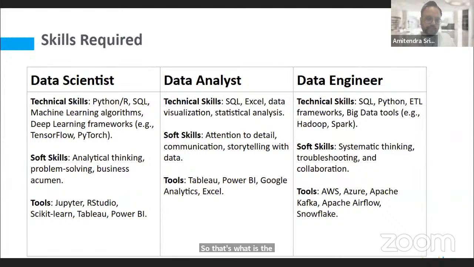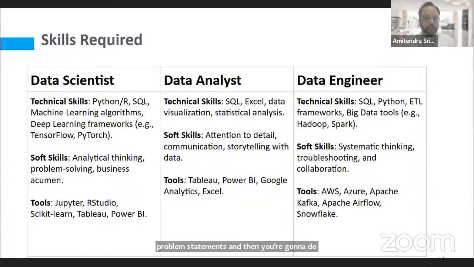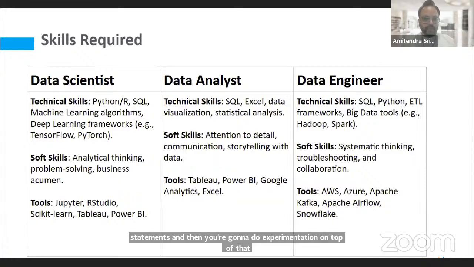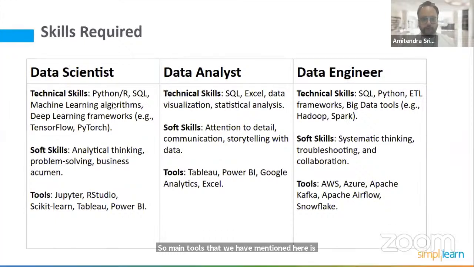And soft skills, apart from the technical skills, then analytical thinking, problem solving, because you're going to come up with different hypotheses. You're going to define some problem statements, and then you're going to do experimentation on top of that. So those are the soft skills you should have. And then tools, as I already mentioned, there are different tools available. If you are starting with Python, you'll have different libraries. So the main tools that we have mentioned here are Jupyter, RStudio, Scikit-learn as a library, Tableau, Power BI.